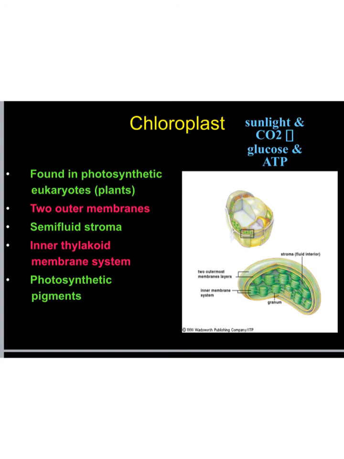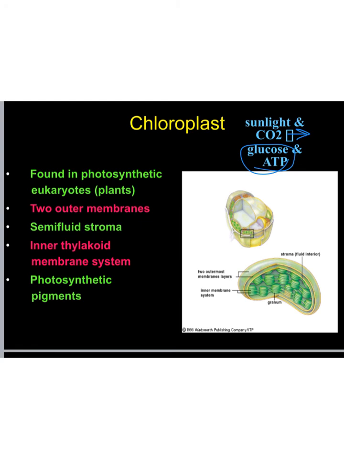The chloroplast contains the chlorophyll. That's the pigment that is responsible for carrying out photosynthesis. So it carries out the reaction of sunlight plus CO2 yields glucose and ATP. These are the food sources for the cell. This is how plant cells make their own food. And again, we'll talk much more about this in a later chapter.